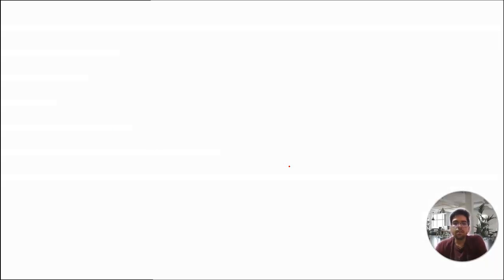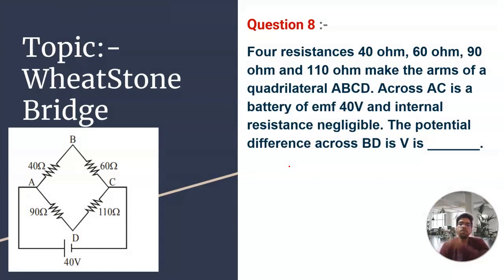It's a very easy calculation. Now moving to the next question. 4 resistances 40 ohm, 60 ohm, 90 ohm and 110 ohm make the arms of quadrilateral ABCD. Can you see quadrilateral ABCD? Across AC is a battery of EMF 40 volt, and the internal resistance is negligible. They are asking the potential difference across BD.